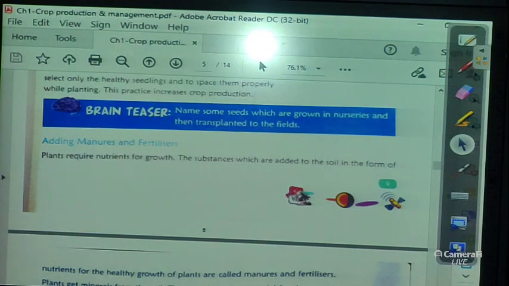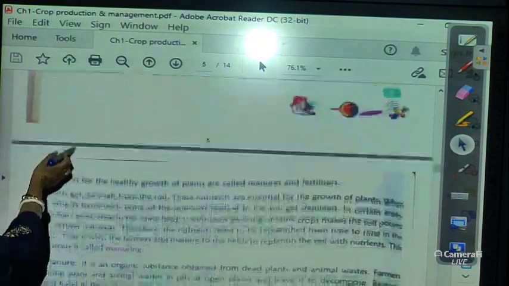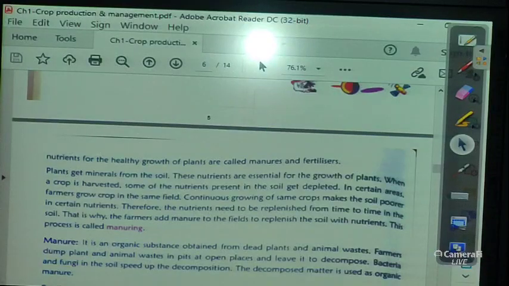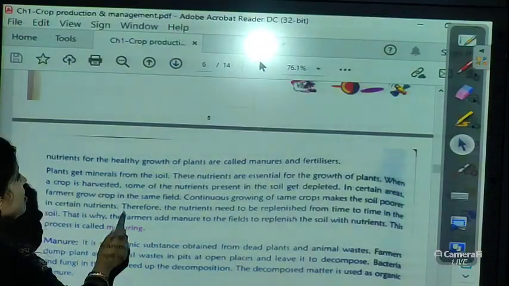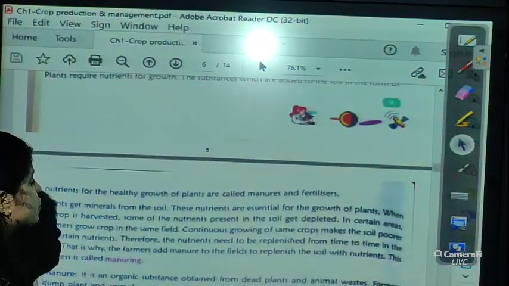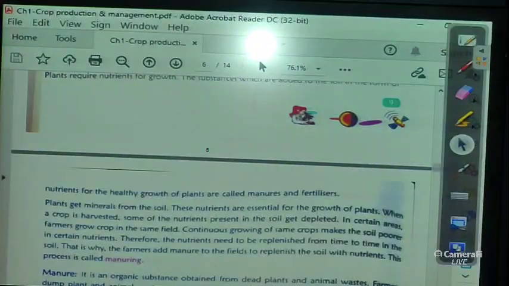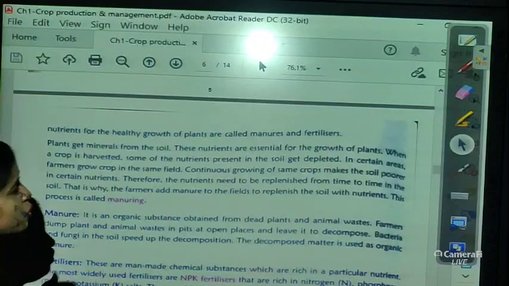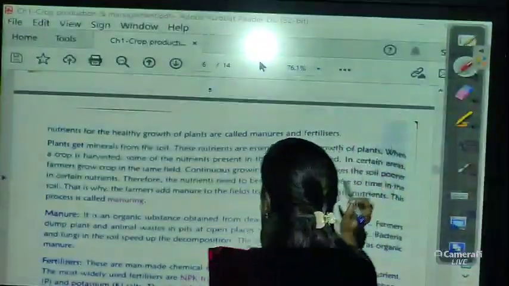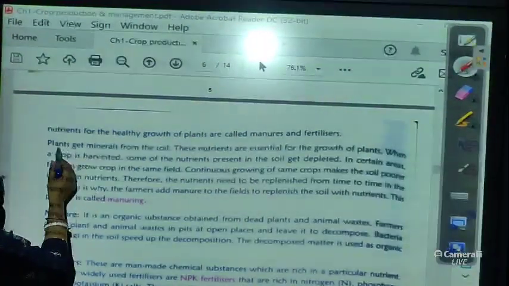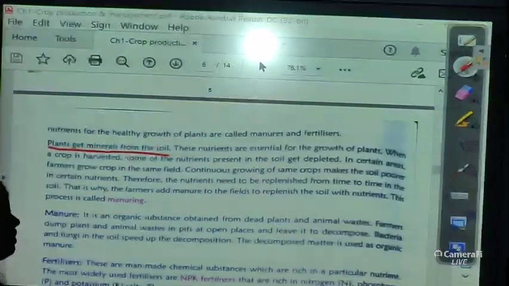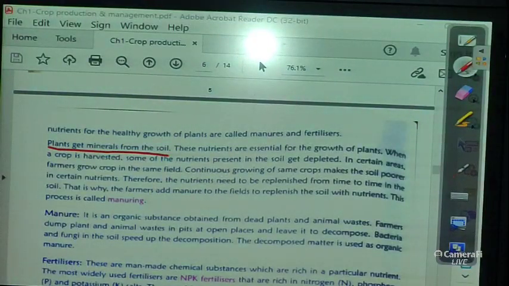So plants also require nutrients for growth, and the substances added to the soil in the form of nutrients for the healthy growth of plants are called manures and fertilizers. Manures and fertilizers are the substances which we add to the soil for the healthy growth of the crop or plants. From where do plants get minerals? From the soil. These nutrients are very essential for the growth of plants.